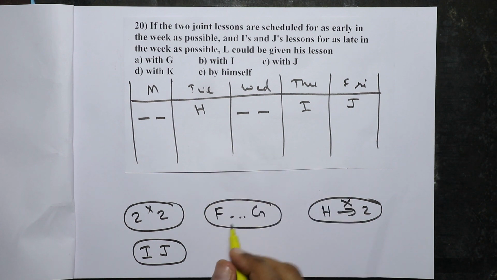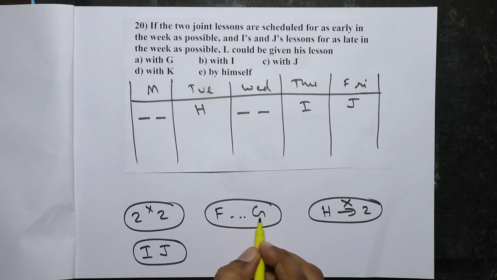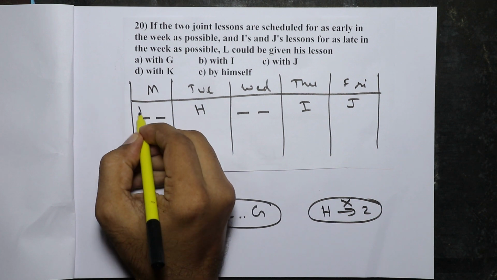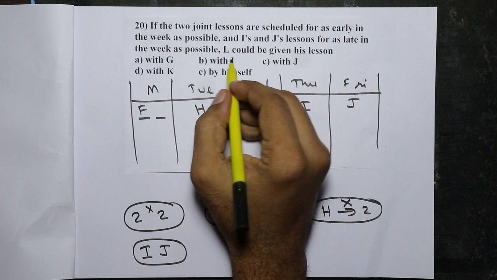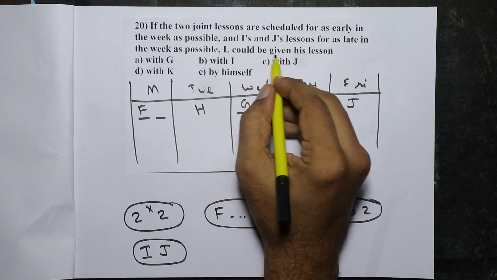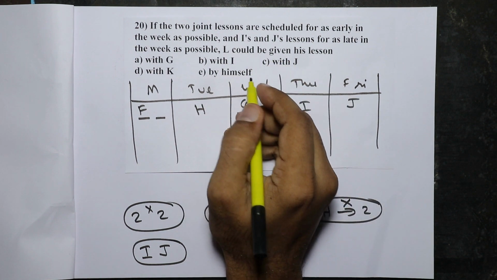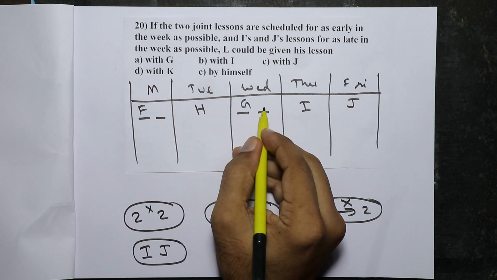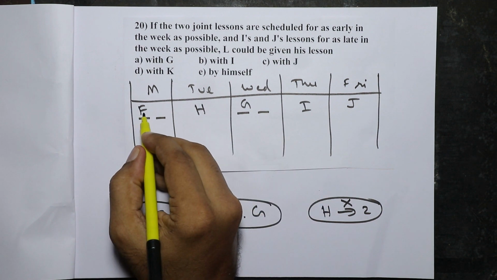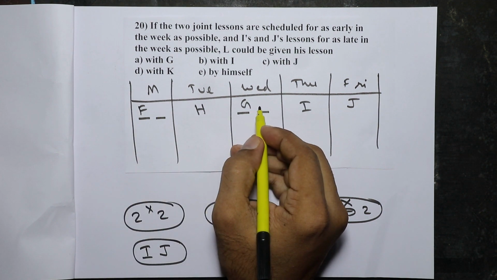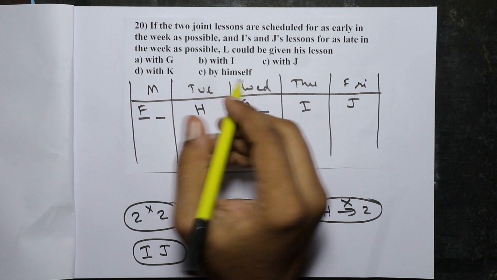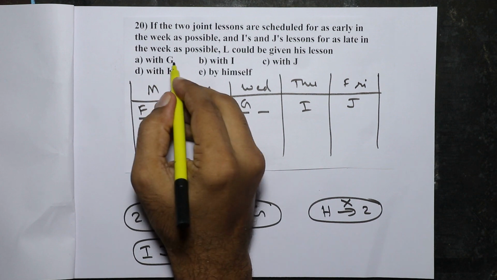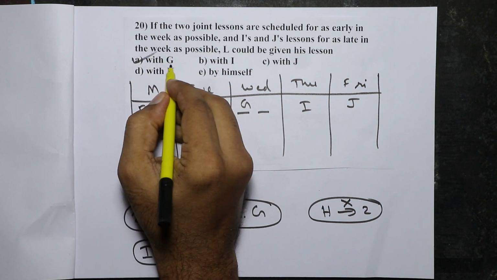Now the other condition is that F has to be before G. So here you have F and here you have G. Now what we need to find out is L could be given his lesson with whom. So L can be either here or here. So L can be either with F or with G. F is not there, so the one possible answer is with G. So option A, G, is the right answer.